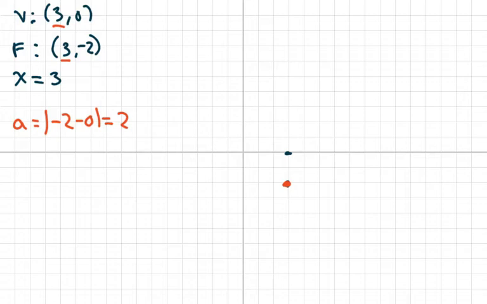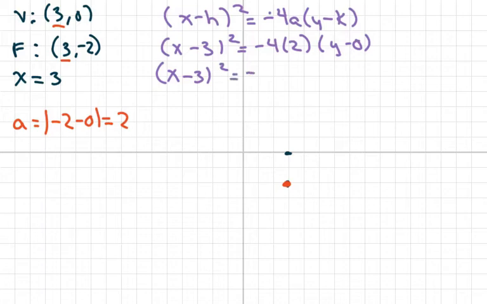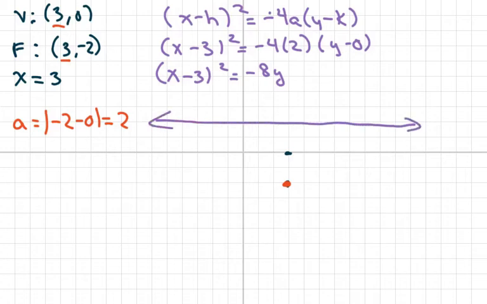Therefore, I'm going to use the equation x minus h squared equals negative 4a times y minus k. So we get x minus 3 squared equals negative 4 times 2 times y minus 0. Clean this up, you get x minus 3 squared equals negative 8y. Okay, that's your equation. Let me put my directrix, which would be right here. This would be y equals 2. It's going to open down.